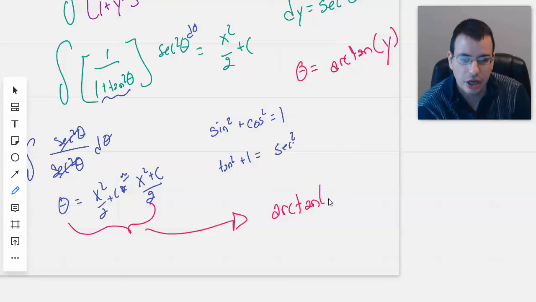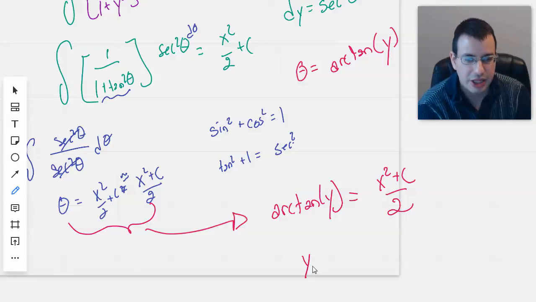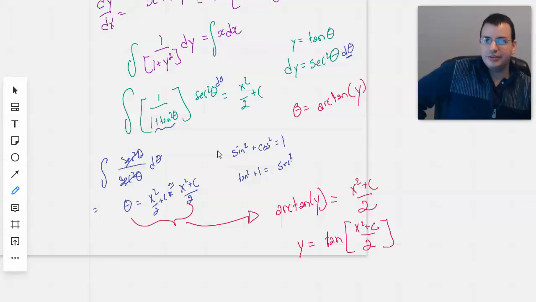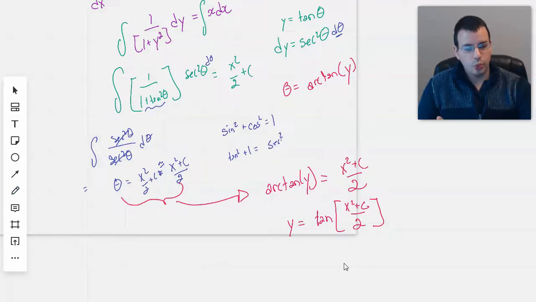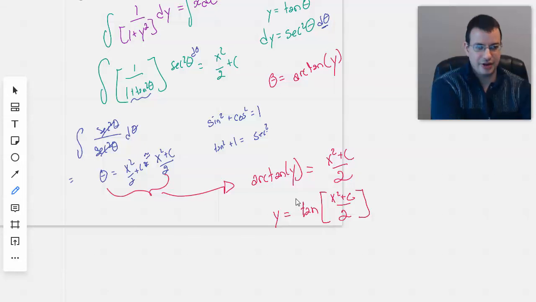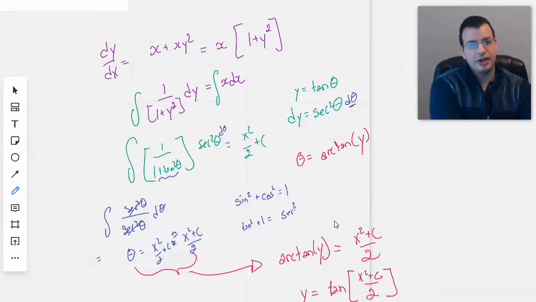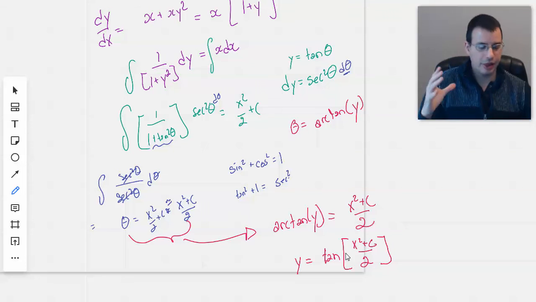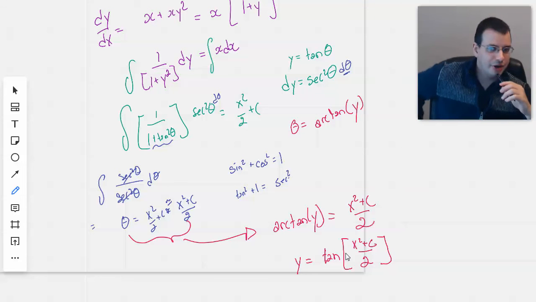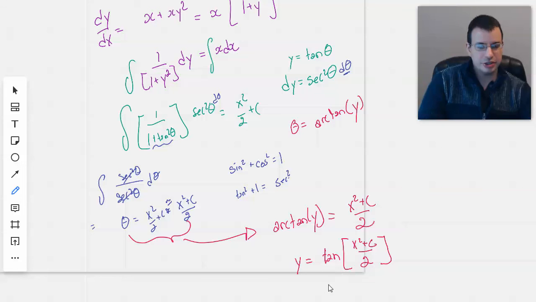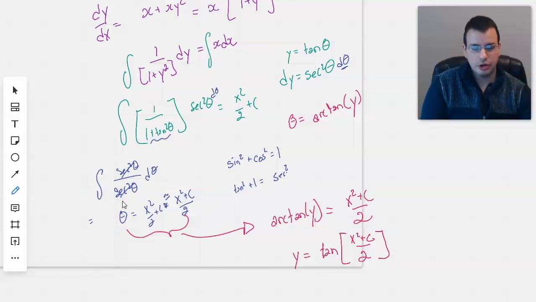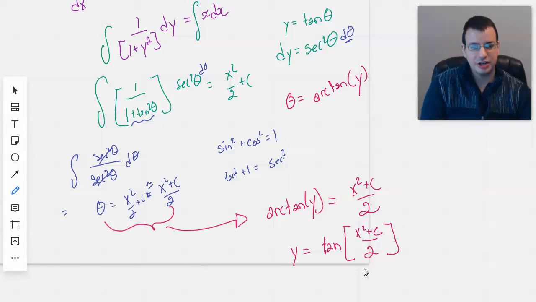Okay, so now we have arctangent of y equals x squared plus c over 2. And then we take the tangent of both sides, and we get tangent of x squared plus c over 2. And then you kind of have to be careful here about your domain and range, because tangent isn't defined for everything, and so you can set yourself up for, not failure per se, but this right here, orange doesn't show enough contrast, insufficient contrast.